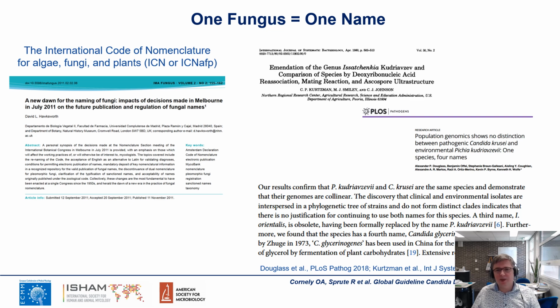The other major reason is that due to the impact of DNA sequencing, we now know that species that were in the past phenotypically different are basically one and the same species. A good example of that is Candida krusei, as it is known in the clinic. But nowadays it's named Pichia kudriavzevii, but we know it also from a long time ago as Issatchenkia orientalis or Candida glycerinogenes.